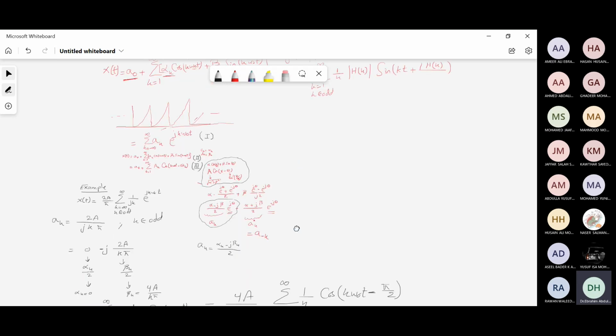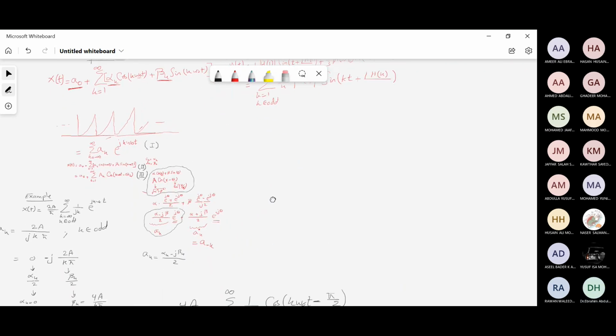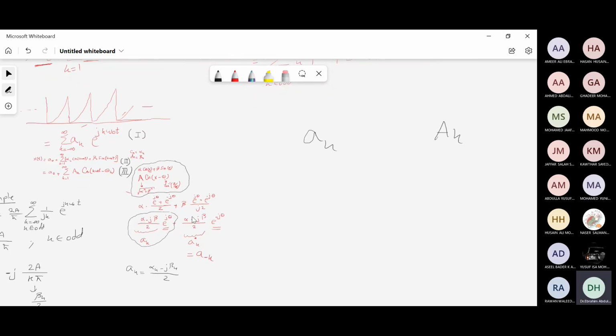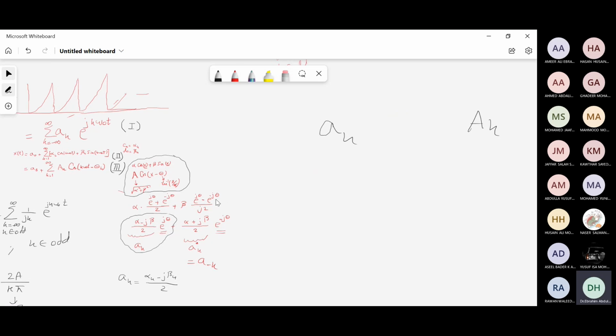From this relation you can find it, yes. All we need is to find what is the relation between ak and A capital k. Okay, so see this. This A k is equal to the square root of alpha square plus beta square.